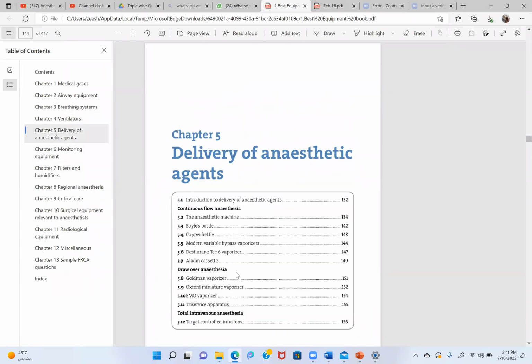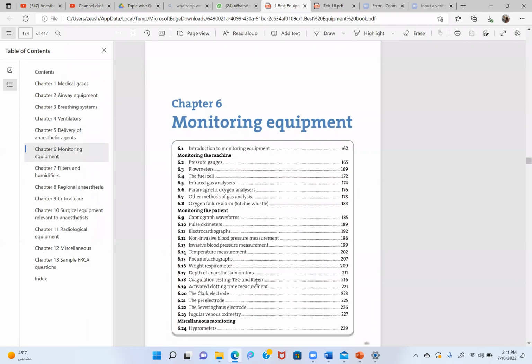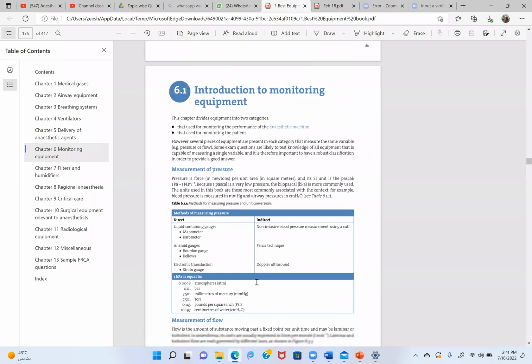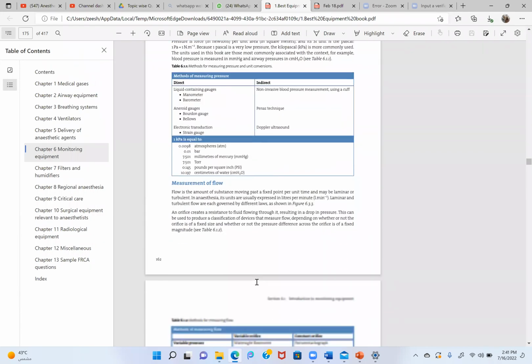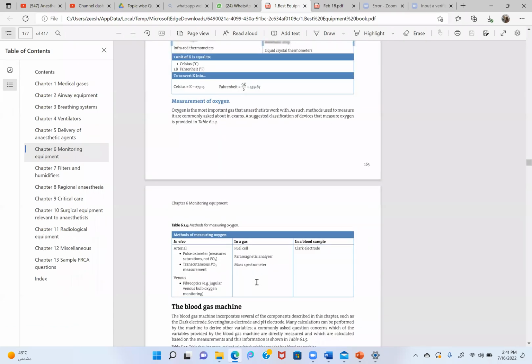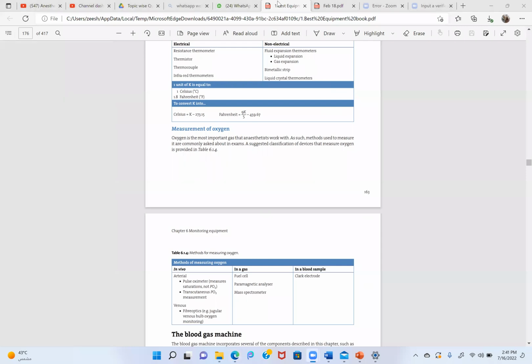Delivery of anesthetic gases, monitoring. I think it was here. Okay, so that is what they are telling you. Are you people with me? Are you getting it? Yes, Azhar. Yes, sir. Yes.